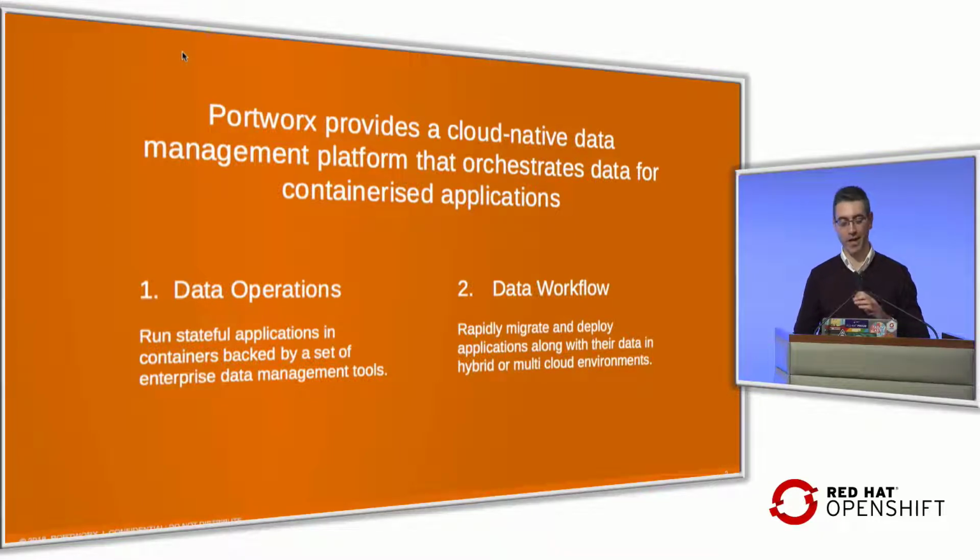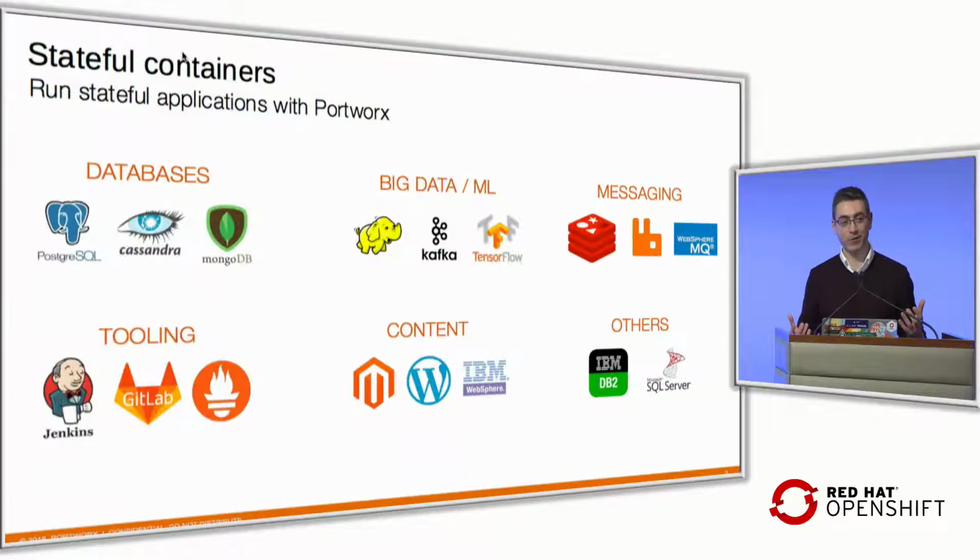The first thing is we have a set of capabilities around data operations. This is really how you manage the life cycle of a container volume. And the second is this idea around data workflow. How can we move data and applications between multiple OpenShift clusters, potentially running in separate regions or data centers, right? So why is this important?